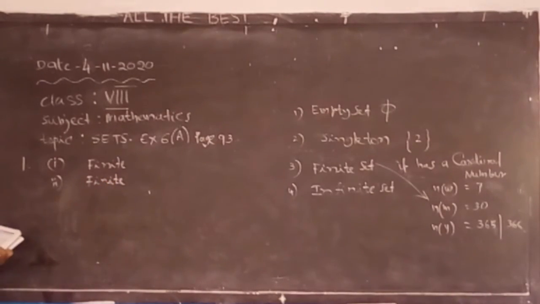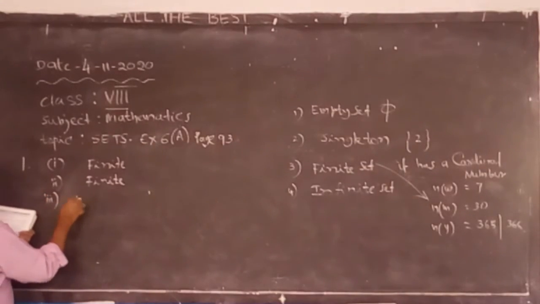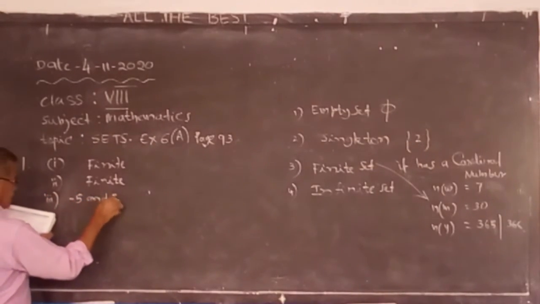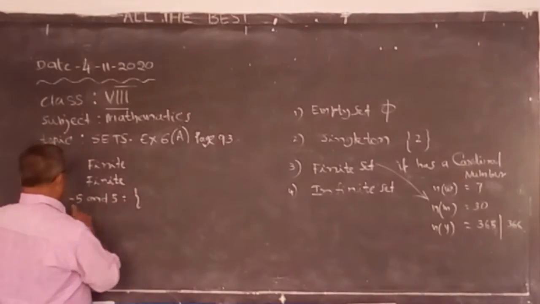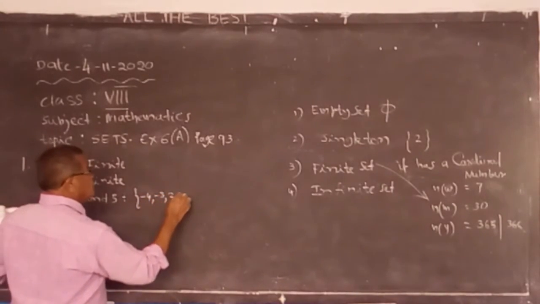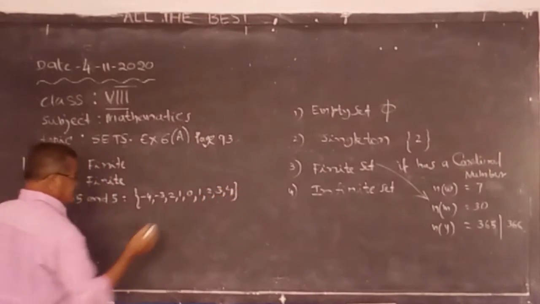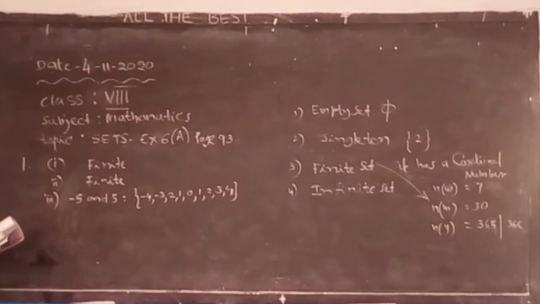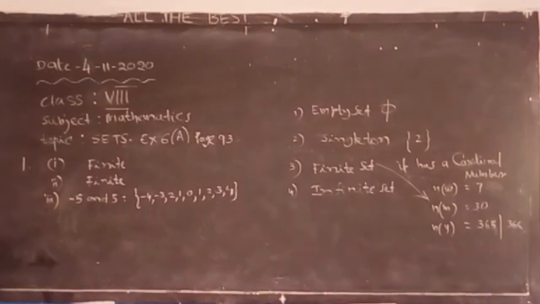Third, the integers between -5 and 5. We have some integers, and we can count them: -4, -3, -2, -1, 0, 1, 2, 3, 4. These are the integers between -5 and 5. We can count and write them. Starting is there, ending is also there. So we say this is finite.